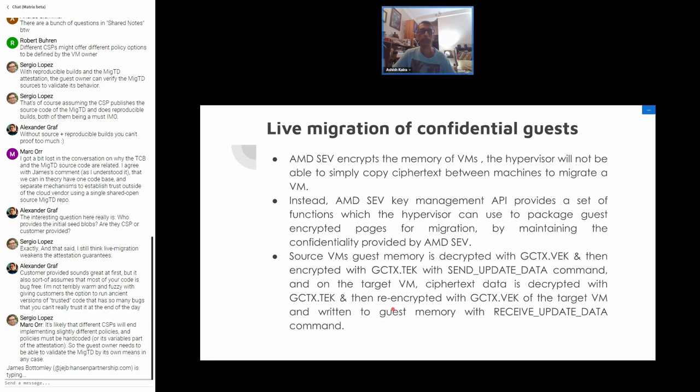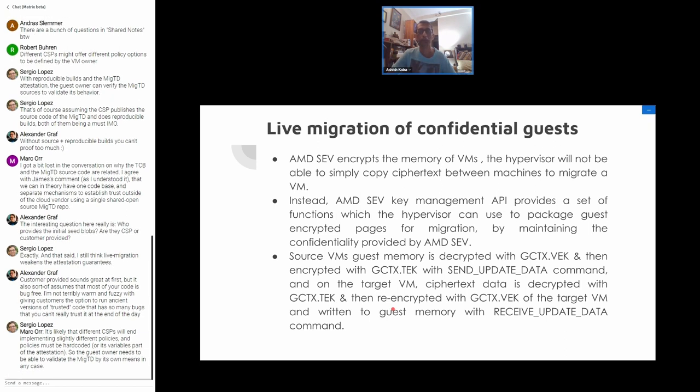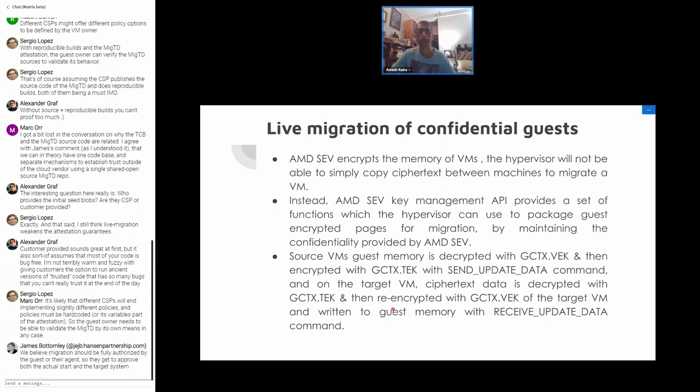Excuse me, the payload in transit, is that encrypted with the customer key, or is it an infrastructure key? The migration key, the transport encryption key, who owns that key? Is that a customer key? Where do you get that key from? Is that something the customer can have a say on, or is it owned by the provider of the infrastructure? It's owned by the provider.